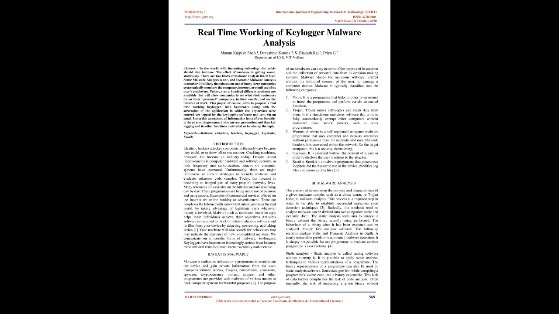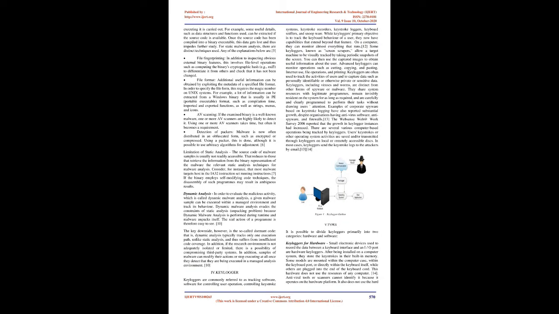A worm is a self-replicating computer malware program that uses computer and network resources without permission from the authenticated user. Network bandwidth is consumed within the network. On the target computer, this is a security shortcoming. 4. Spyware. It is installed without the consent of a user in order to disclose the user's actions to the attacker. 5. Rootkit. A rootkit is a malware program that creates a loophole for the hacker to use in the device, modifies log files and removes data files.